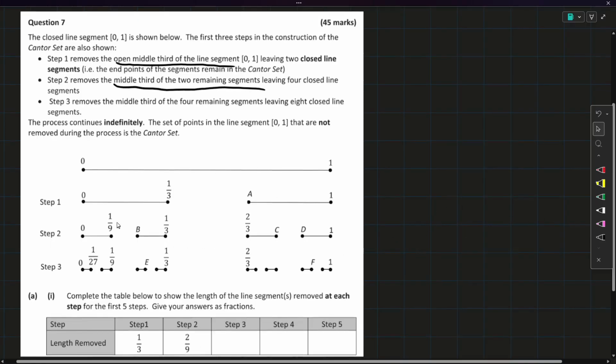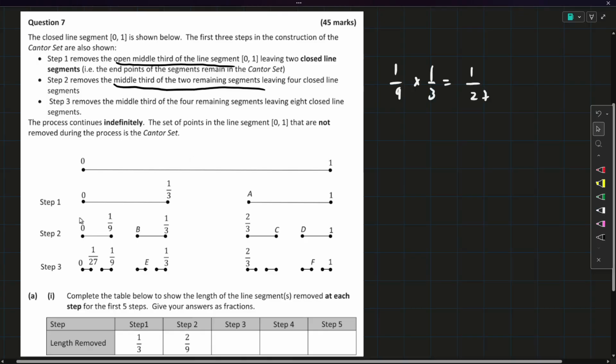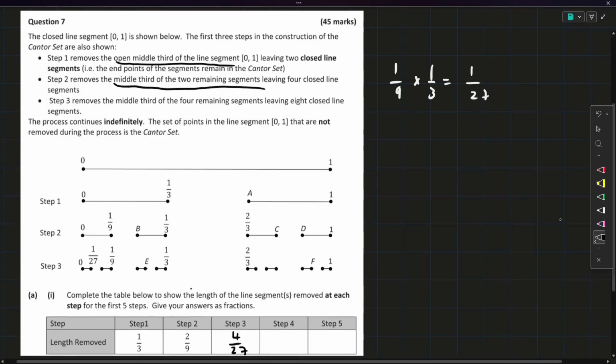So we can continue. So here, each length is a 9th. So what's a third of a 9th? Well, 1/9 times 1/3 is 1/27. And then we're going to remove that 4 times. So we have 1/27, 1/27, 1/27, 1/27, and we're removing all of those. So we're doing that 4 times, so we'll have 4/27.